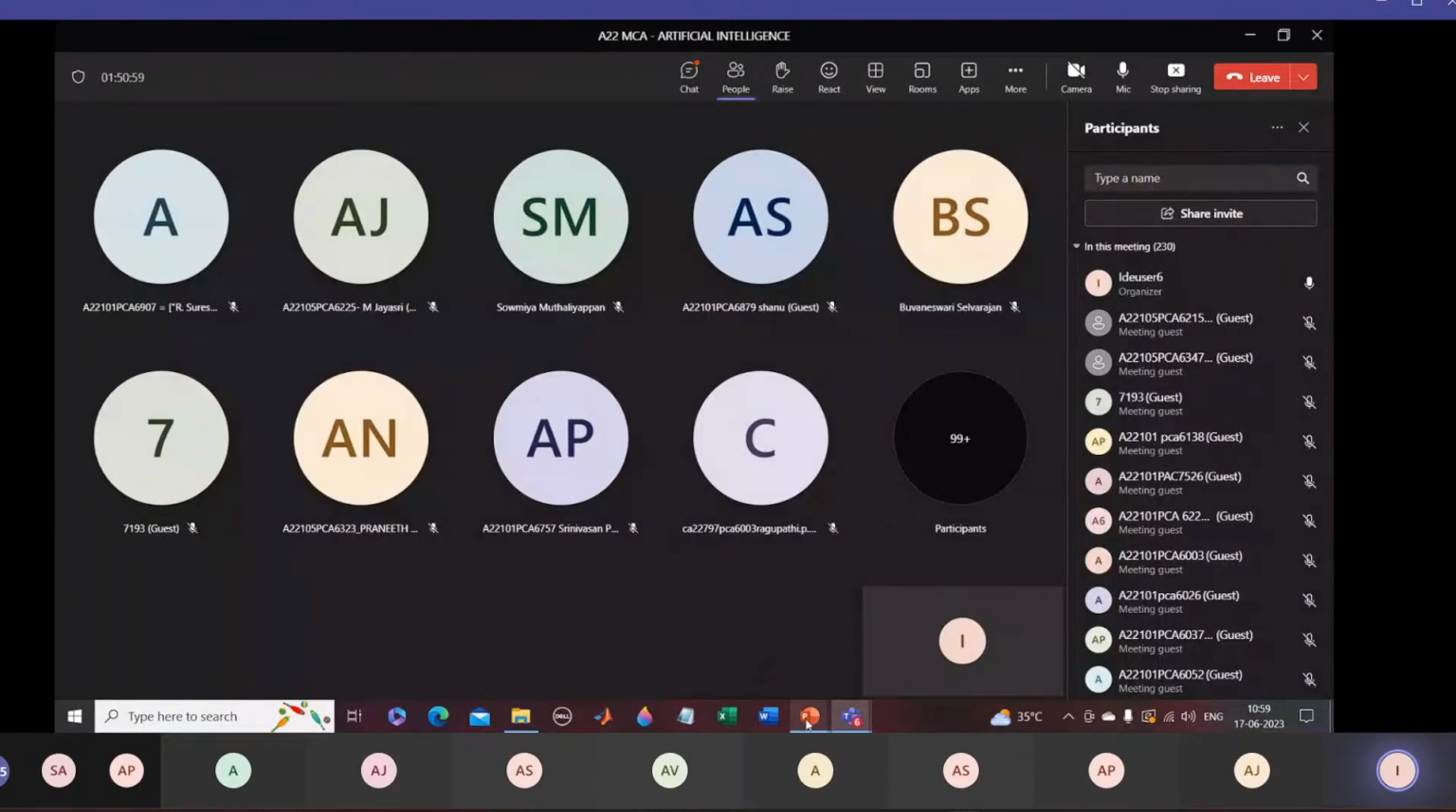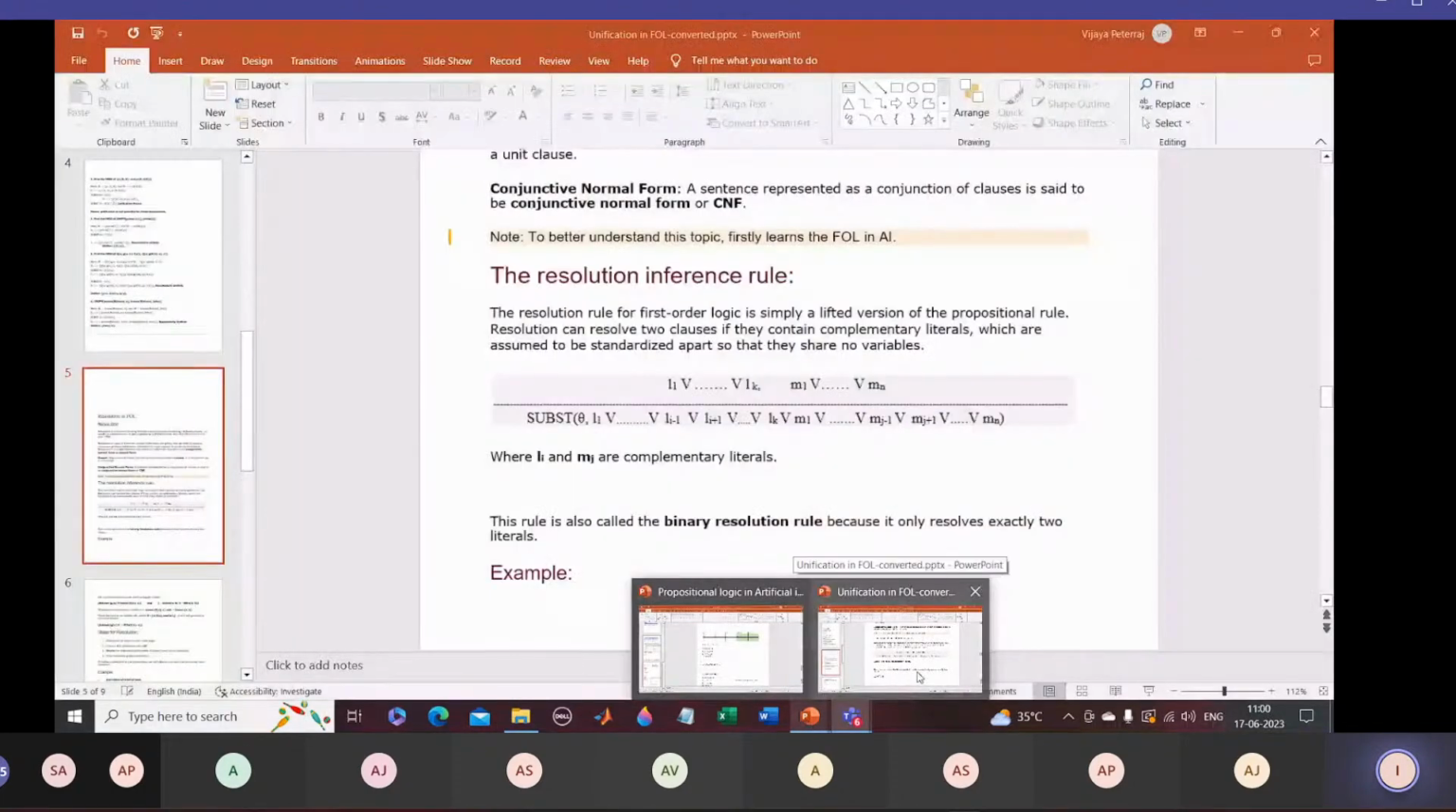So before you start talking, just check whether it is on mute or unmute.